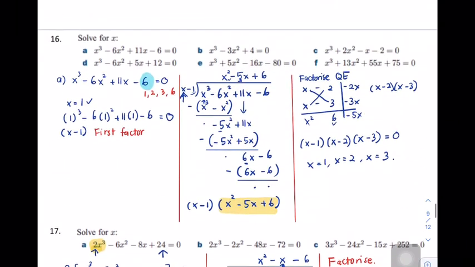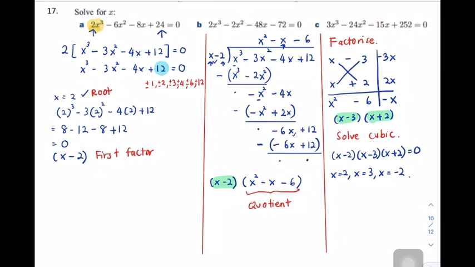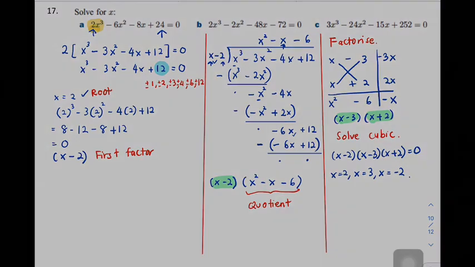So I want you to try and finish up question number 16 and 17. In our Zoom class, we will discuss the answer for question 16 and 17. So make sure you try it beforehand. Okay, that is all. Thank you everyone.